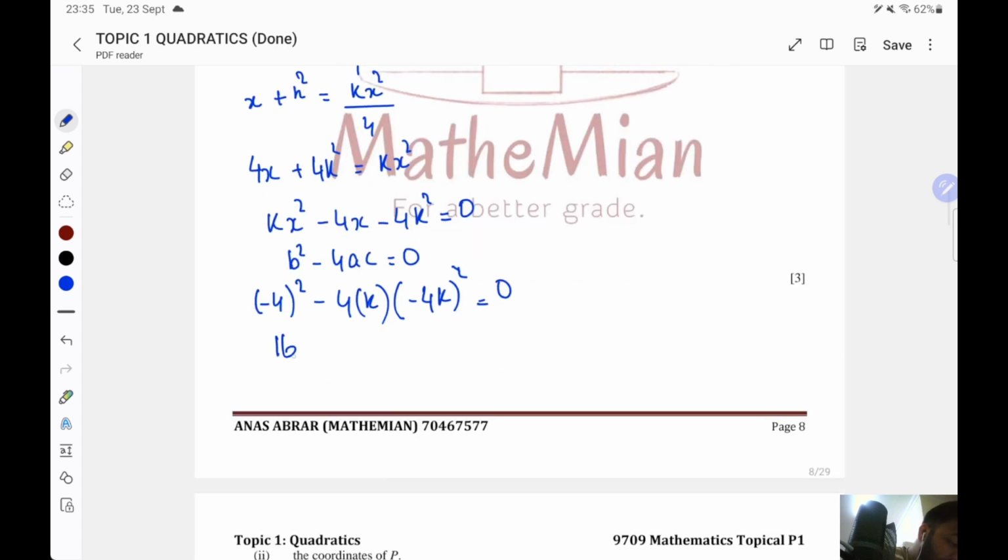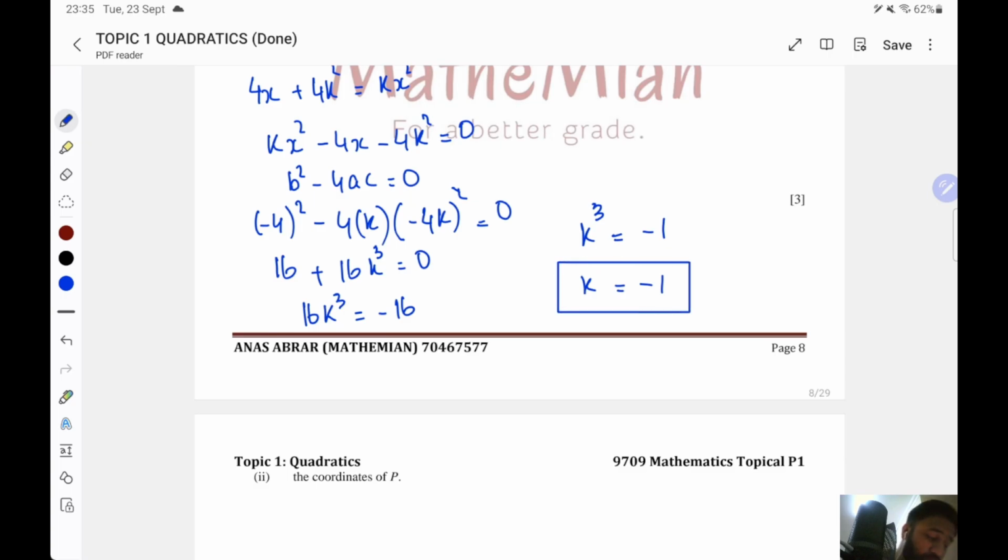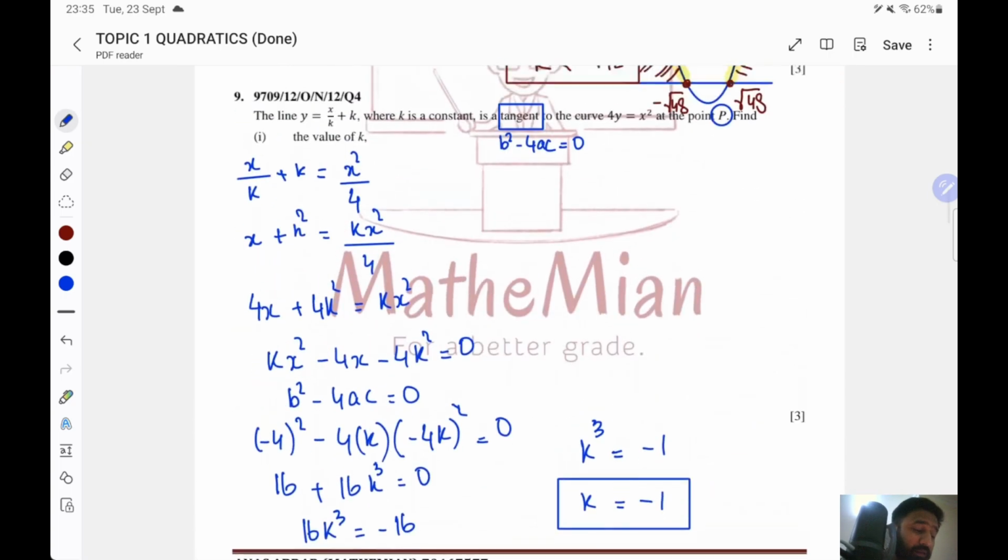It will be 16, positive 16 k cube, equal to 0. If I simplify, 16 k cube will be equal to negative 16. The k cube will be equal to negative 1, and we can find the cube root on both sides. The value of k will be negative 1. This is the value of k.